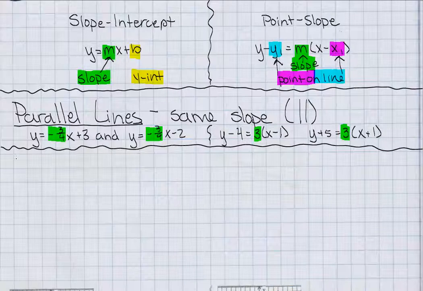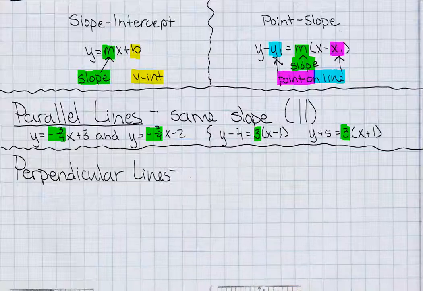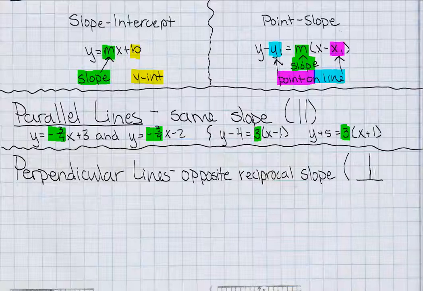Next is perpendicular lines. They have what is called an opposite reciprocal slope. I know that sounds weird. I'll go over it. Opposite reciprocal slope. And the symbol that we use is an upside down capital T for perpendicular. So anytime you see this symbol, it means perpendicular.